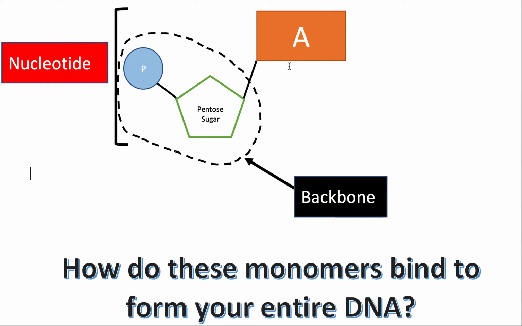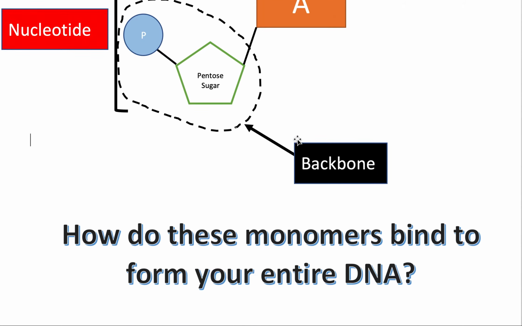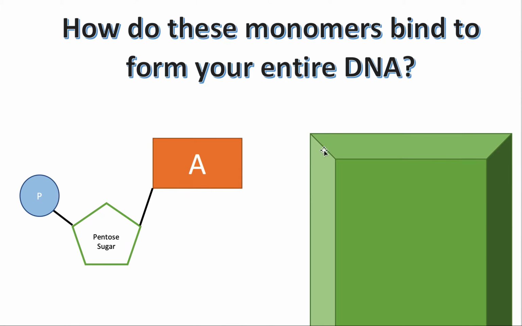So these monomers, how do they combine with each other to make DNA? Because remember I said this is the smallest unit and it combines with other ones to form your DNA, right? Like I showed in the picture above. So how exactly does it do that? So let's get to that.